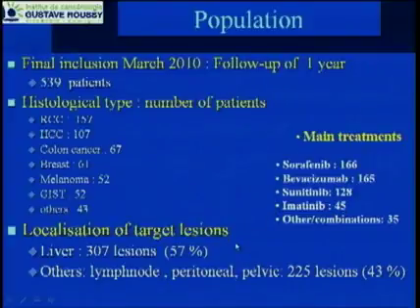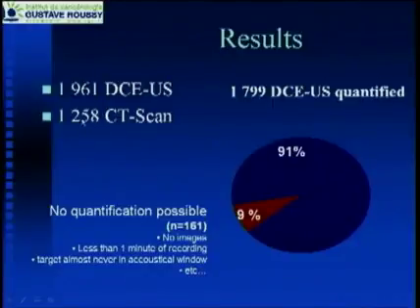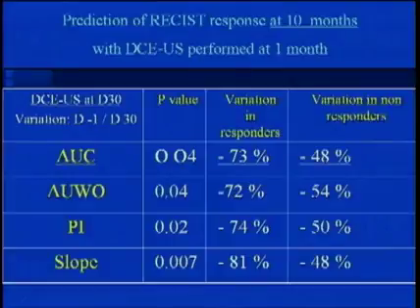Concerning the localization of target lesions, we have half in the liver, which is an approved topic for some of you, but we also decided to include patients with superficial lesions and in lymph nodes, for example, peritoneal area and pelvic tumor. So the results: we performed about 2,000 DCE-US and more than 1,000 CT scans with a blind review. And finally, we lose only 9% of the quantifications because, for example, the radiologists forgot to push their examination, or we had some technical problems.